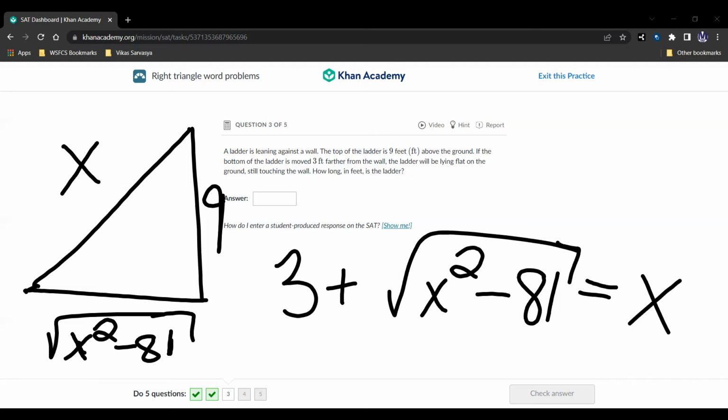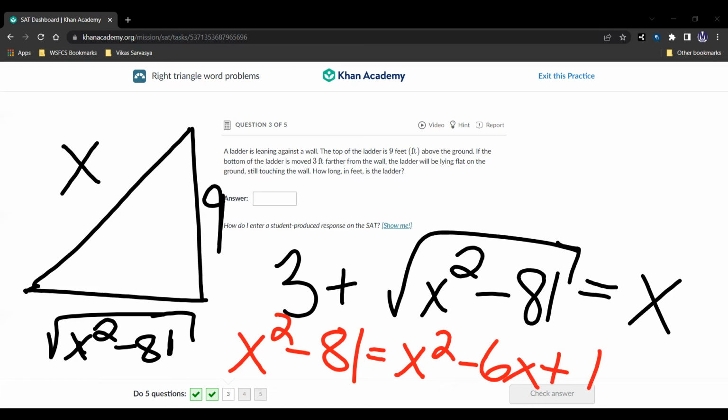So we get x minus 3 equals x squared minus 81, and we square both sides. You should remember that if you watch the other videos, this is similar to what we did in the radical equations. If you haven't, I recommend checking out that video. We're going to end up with something that looks like this.